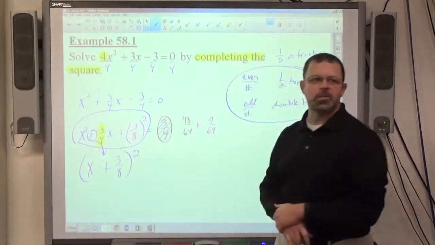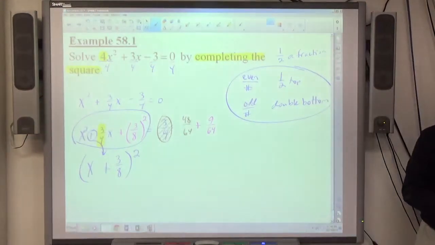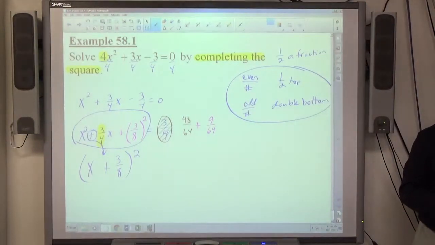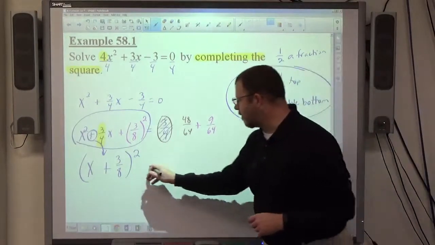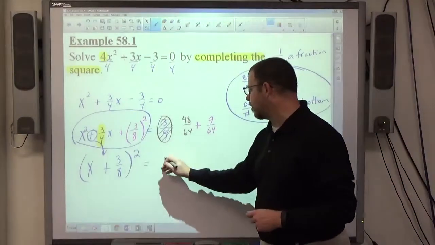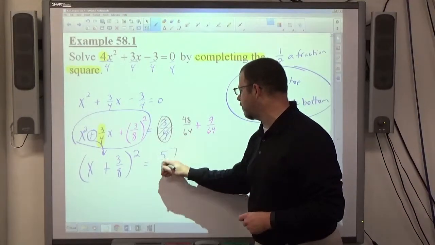All you have to do is take the squares off of them. Square root of x squared is x, square root of 3/8 squared is 3/8. The right-hand side, we've already got a common denominator, so we can add the numerators, so 48 and 9 make 57/64.